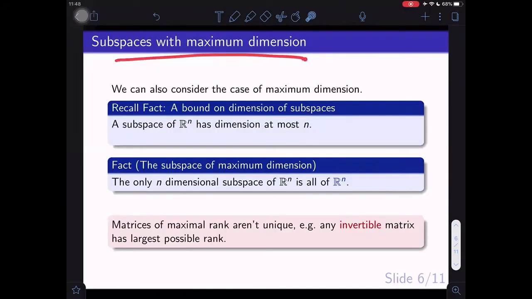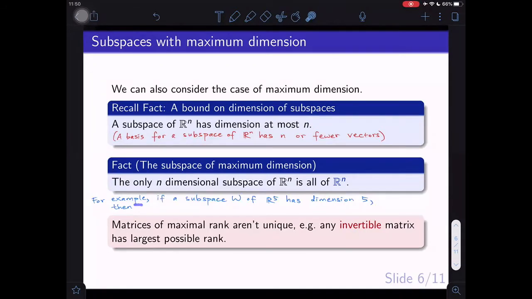Conversely, we can talk about the largest possible dimension for a subspace in Rn. Recall that a subspace of Rn has dimension at most n. So a basis for a subspace of Rn has n or fewer vectors. The only n-dimensional subspace of Rn is the entire Rn. For example, if I have a subspace W of R5 and I know it has dimension 5, then W must be the entire R5. Matrices of maximal rank are not unique. For example, if the matrix is square, any invertible matrix has largest possible rank.